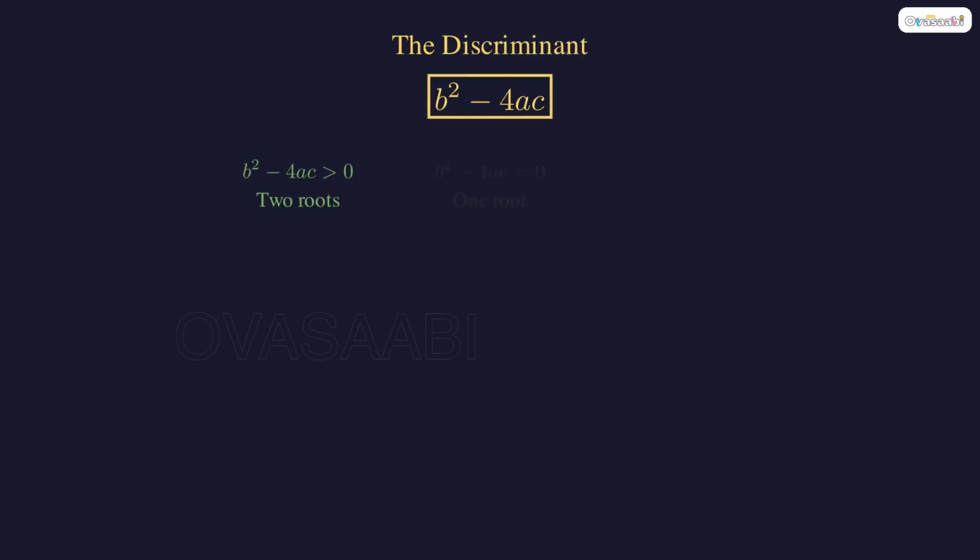This part, b squared minus 4ac, is called the discriminant. If it's positive, you get 2 answers. If 0, 1 answer. If negative, no real answers.